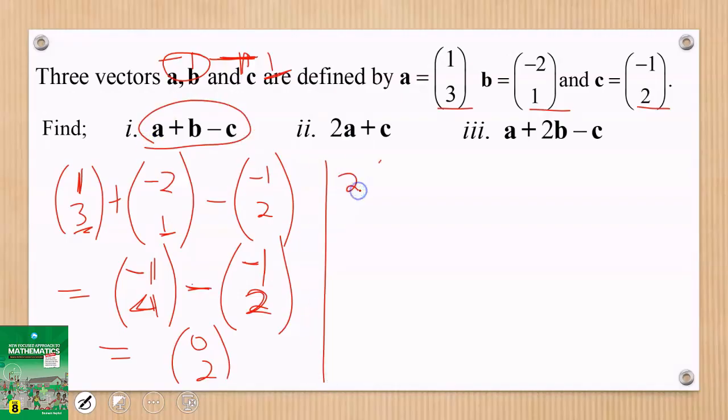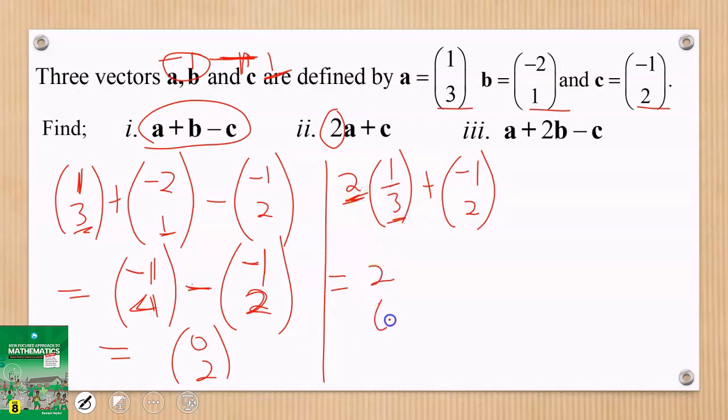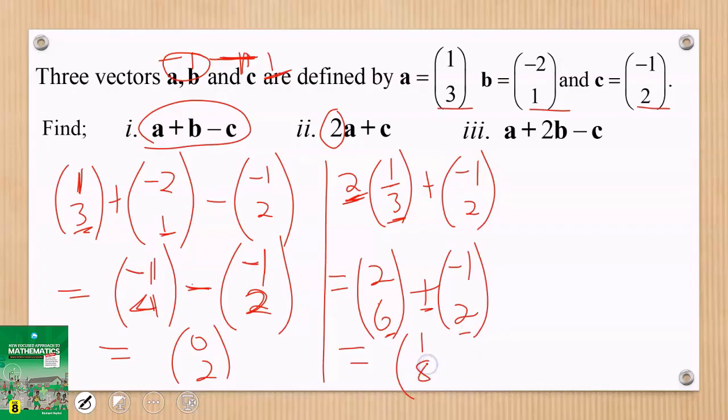Then we have 2 times vector A, (1, 3), plus vector C, which is (-1, 2). Again, this is a scalar, and in our next video we're going to work on scalar multiplication and what it means. But what it means here simply is that we are multiplying 2 times 1, which will give us 2, and 2 times 3, which will give us 6. Then plus our (-1, 2). Now we can add our vectors. 2 plus -1 will give us 1, and 6 plus 2 will give us 8. So we get our answer.